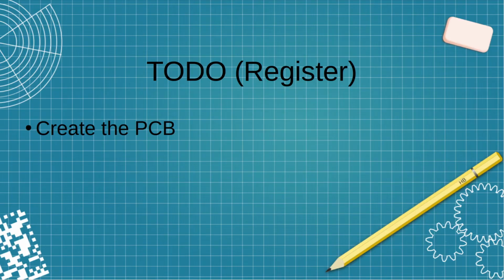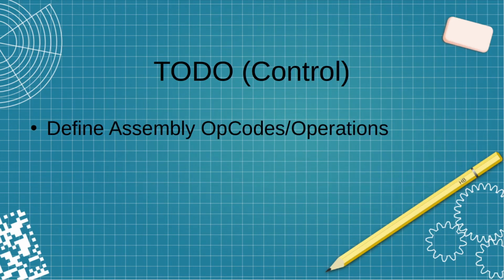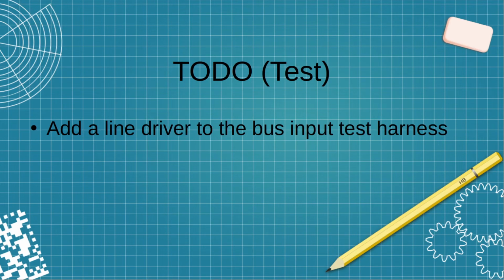So with that, yeah, I still have to create the PCB and get that design layout all worked out. I still have my clock to-dos, and I will probably pull the KiCad clock circuit design higher up in the list now, knowing exactly how difficult it is to get that laid out well. My control, my assembly opcodes and operations, I do need to get into that quickly. And again, I do have some issues with the test harness, making sure that I've got a line driver associated with that.